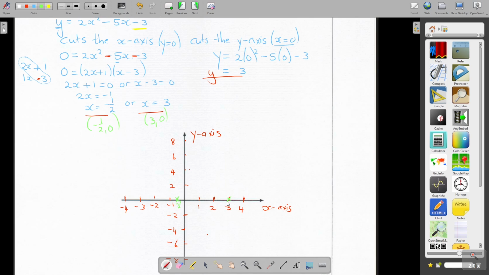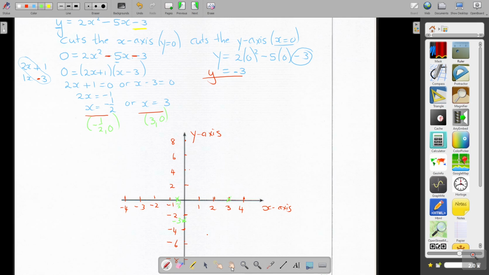Okay. It cuts the y-axis at, it's got negative 3. Oh, let's just see. Yes, sorry, I forgot the negative. There, do you see? Negative 3. So again, if you plot that point, it's there, but you must write negative 3. Don't leave it out. So that's also a point. And then comes the turning point.